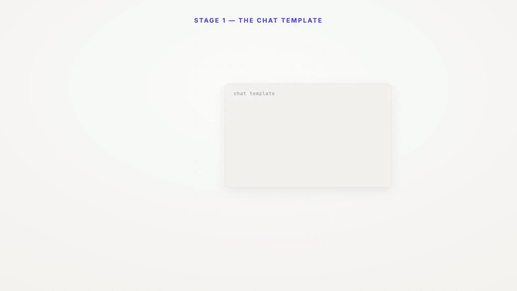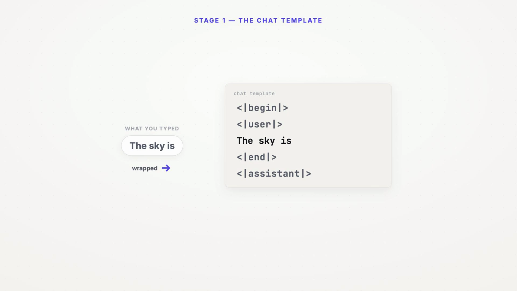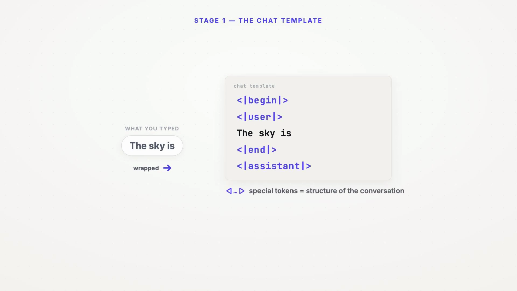First, your message rarely reaches the model as raw text. The serving system wraps it in a chat template. Special tokens mark who is speaking, where the user's message starts and ends, and a cue telling the model to continue as the assistant. The model has no built-in idea of user or assistant. It only ever sees this tokenized template, so these special tokens are how it learns the shape of a conversation.